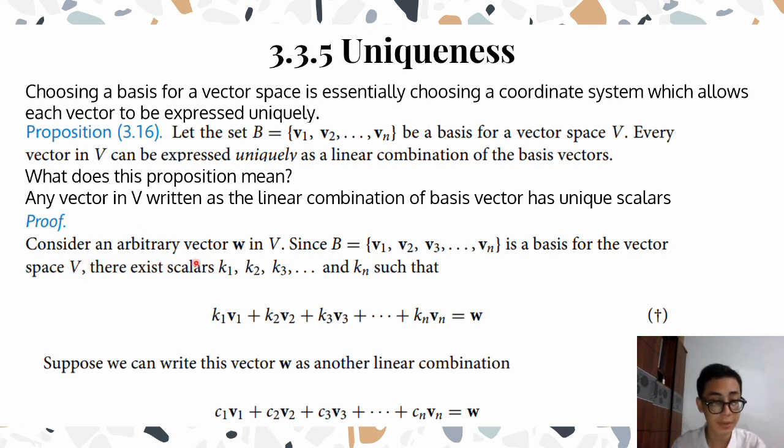Proof. Consider the arbitrary vector w in V. Since B equals {v1, v2, v3, vn} is a basis for a vector space V, there exist scalars k1, k2, k3, and kn such that this equation holds. Suppose we can write this vector w as another linear combination.